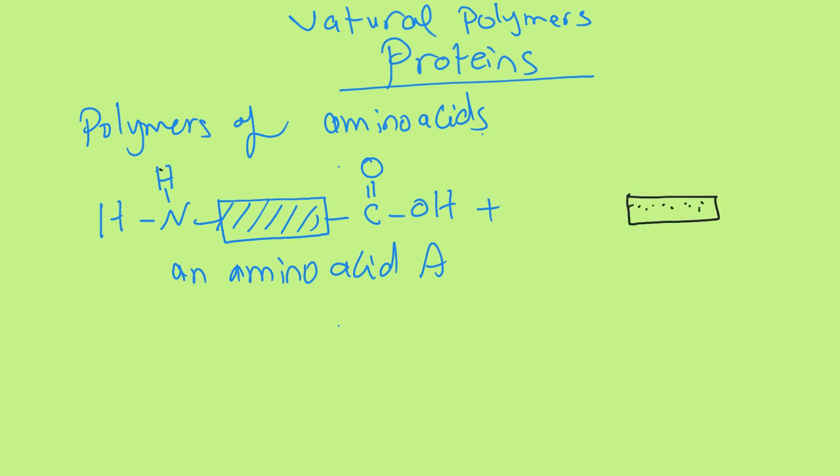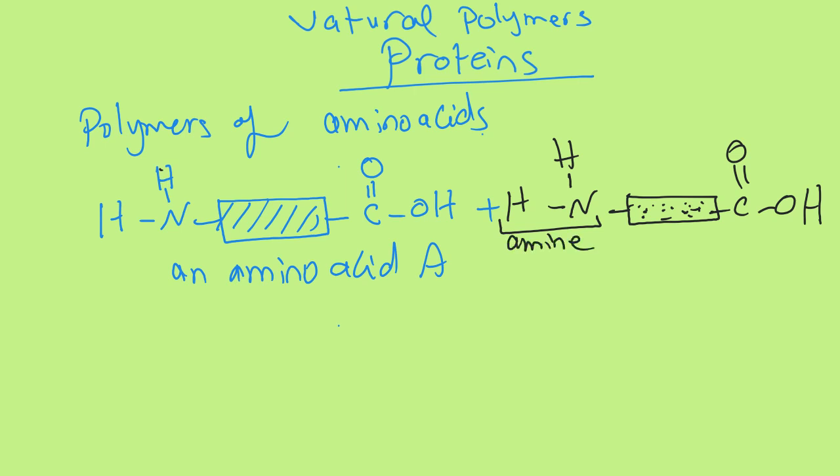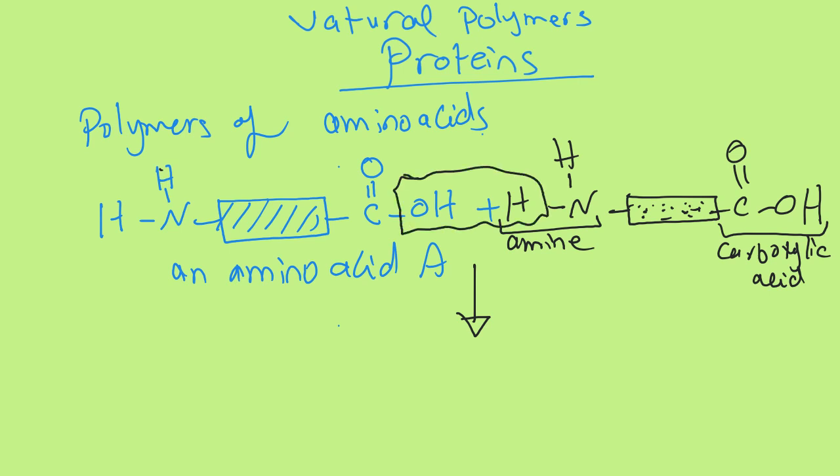So I make here dots like this to make it different, but it has the same functional group, NH2 and COOH. Normally any amino acid has both groups, amine group and the carboxylic acid group. This group is amine, and this group is carboxylic acid. They are in the same molecule. How does condensation happen? Normally, we remove the OH from the acid and the H from the amine. Here, remove the OH from that side and remove the H from the other side.